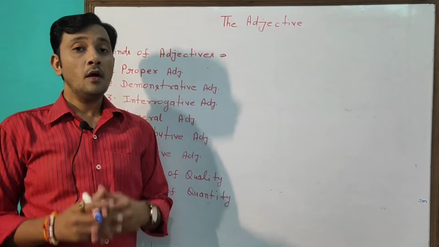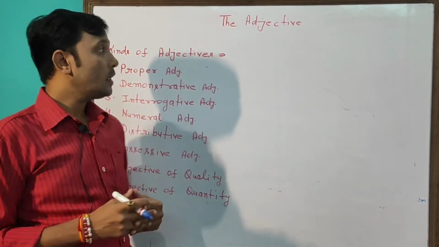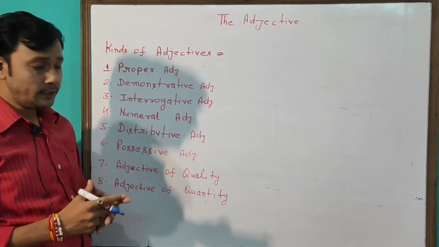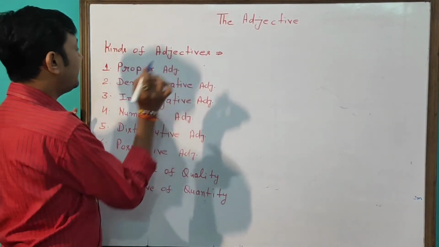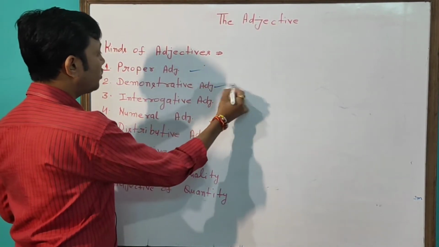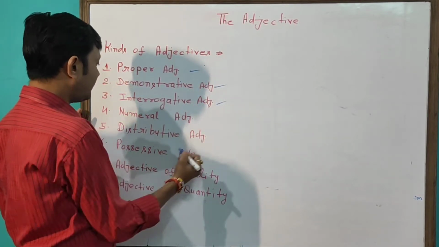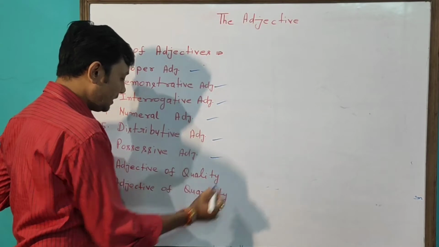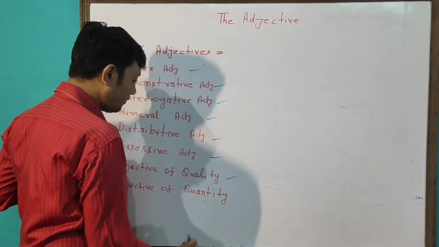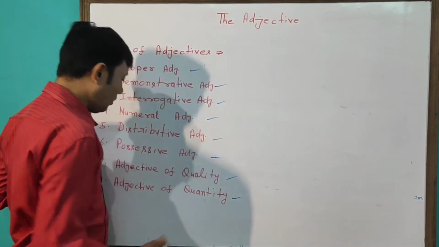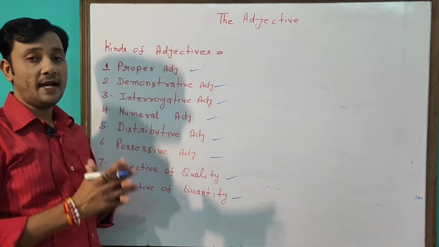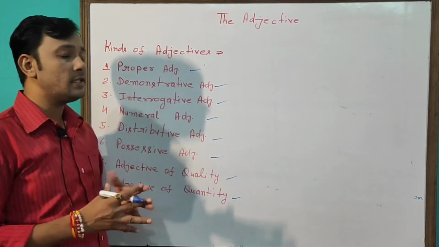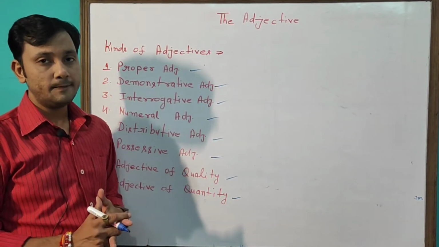Kinds of adjective. Adjective can be divided into following kinds. First is proper adjective, demonstrative adjective, interrogative adjective, numeral adjective, distributive adjective, possessive adjective, adjective of quality, and adjective of quantity. So these eight kinds of adjective are given in your syllabus. Now I am going to explain all these kinds of adjective in detail.